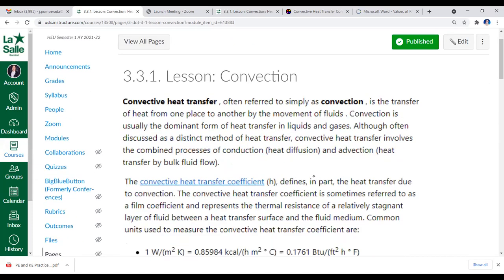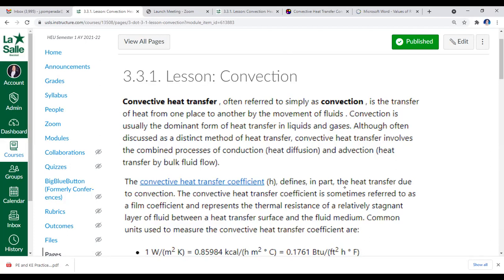Now in here, we have a new property of material that we will look up in a property table, may it be the Perry's Chemical Engineers' Handbook, or if you have your book by Geankoplis or McCabe, you can look at it in the appendices. This particular characteristic is what we call the convective heat transfer coefficient, or that is the h. In solids, we have it represented by k, the thermal conductivity constant. This defines in part the heat transfer due to convection.